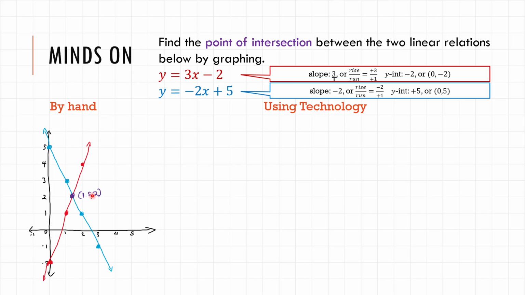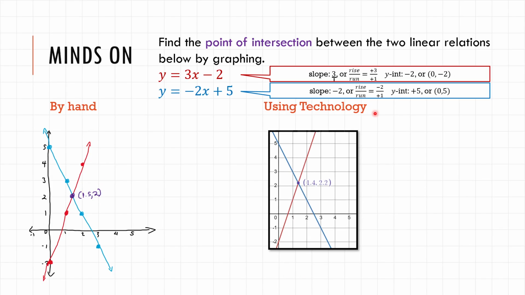If it's not exact, and I don't know if this is exact, if it doesn't fall exactly on one of the grid lines, it's tough to know what those x and y values are. Now, if we were to use technology, we could just graph those two lines. In this case, I'm using Desmos to just click on that point of intersection right there, and it'll tell me the exact coordinates. And it looks like I was off by just a little bit. It's actually 1.4 and 2.2.